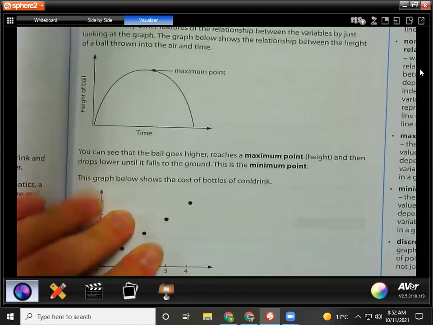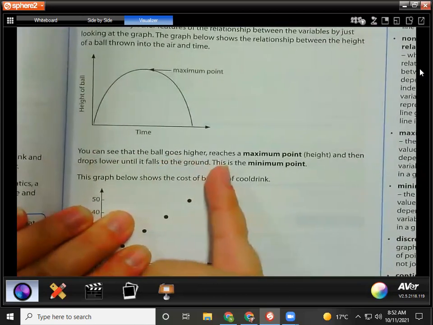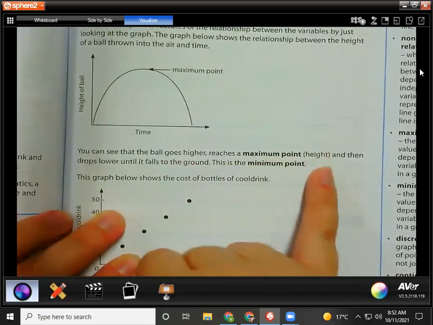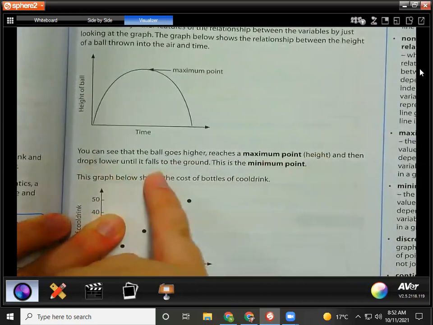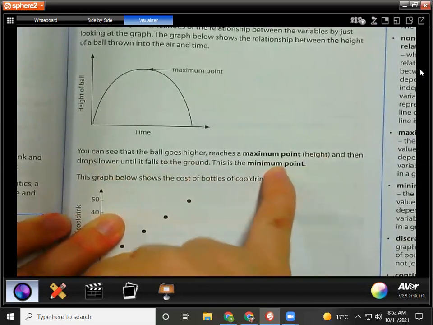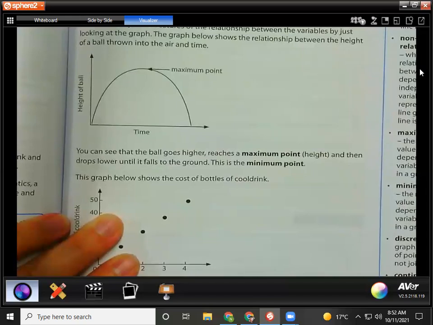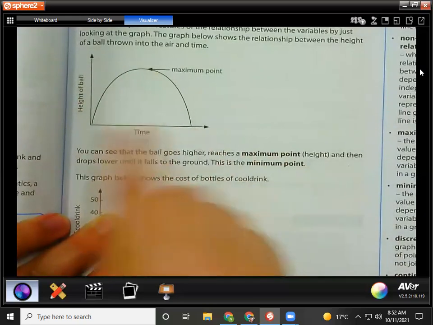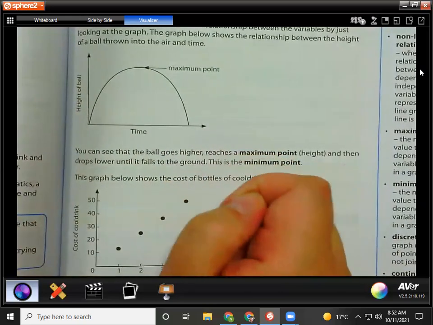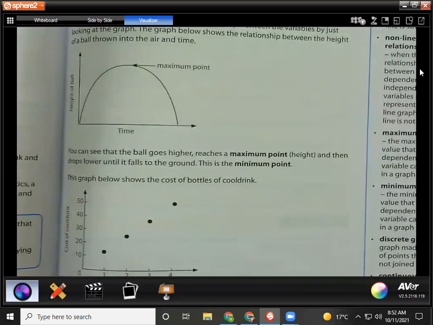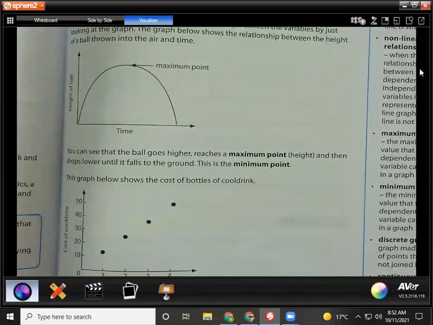You can see that the ball goes higher, reaches a maximum point, which is a height, and then drops lower until it falls to the ground. And that will then obviously be the minimum point. What is the minimum point here? At 0, when it's back in your hand. When you release it, right before, and then at the end of the time when you catch it again.